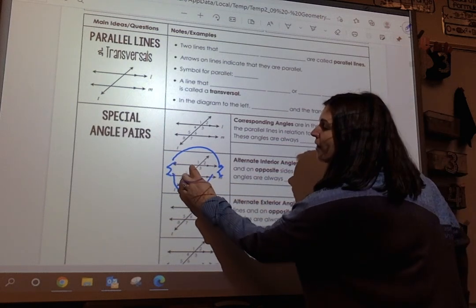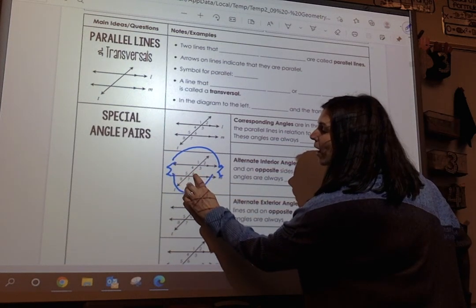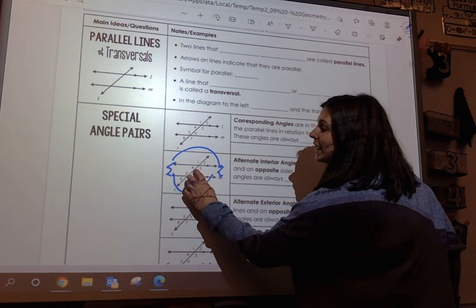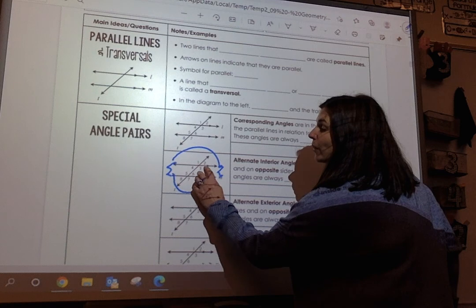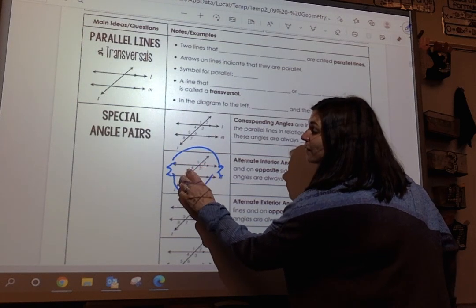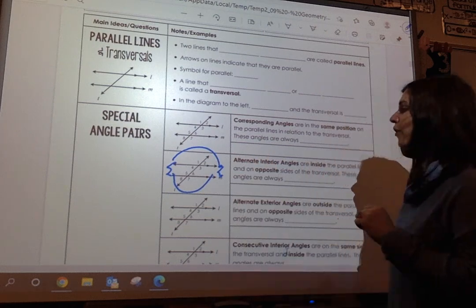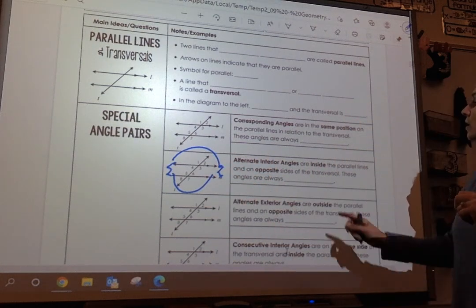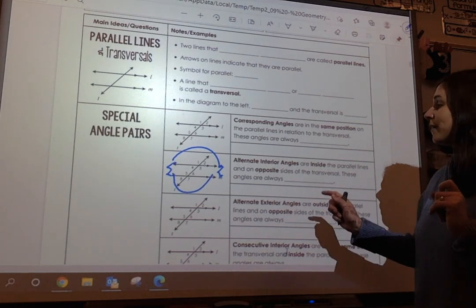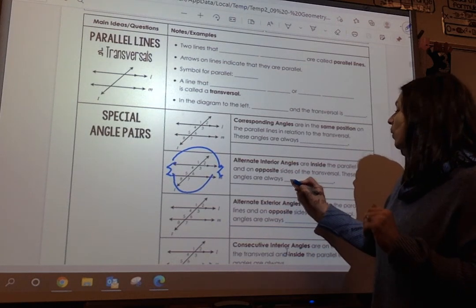Look at number 4. This guy's on the left, 6 is on the right, 4 is on top, 6 is on bottom. They're alternating interior angles, just like 3 and 5. 3 is on the top, 5 is on the bottom, 3 is on the right, 5 is on the left. They're alternating with each other, and they're inside. So they're inside the parallel lines and on opposite sides of the transversal, and these angles are also always congruent.